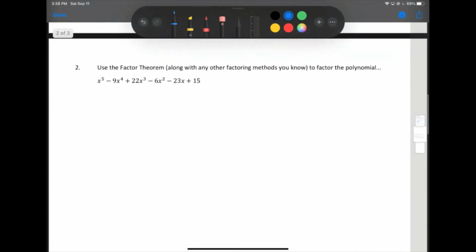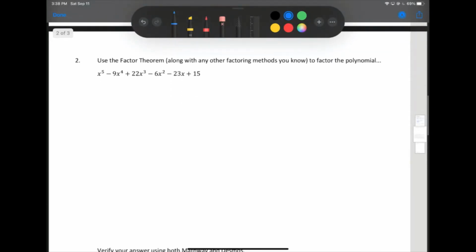So let's use the factor theorem along with any other factoring methods we know to factor that polynomial. Now that polynomial is rather huge. It's a degree 5 polynomial, keeping in mind that until about 4 minutes ago, we had never factored anything really bigger than an x squared polynomial. Now we did an x to the power of 3, and now we're going to just jump straight into an x to the power of 5.